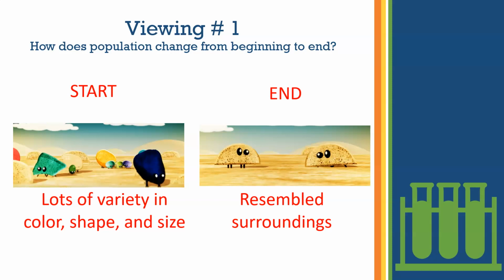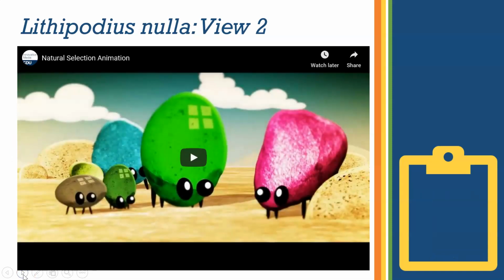The change didn't seem to happen right away. It took some time. Let's view the video a second time. This time, I want you to watch for what might be causing the population to become more specialized and resemble its background. Write your observations under Viewing 2. Here we go.